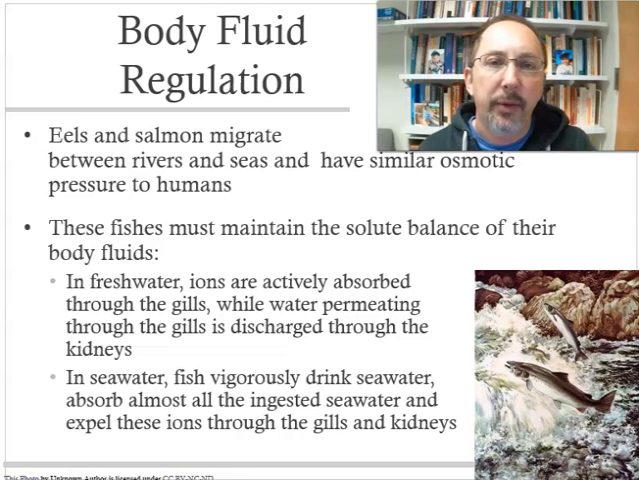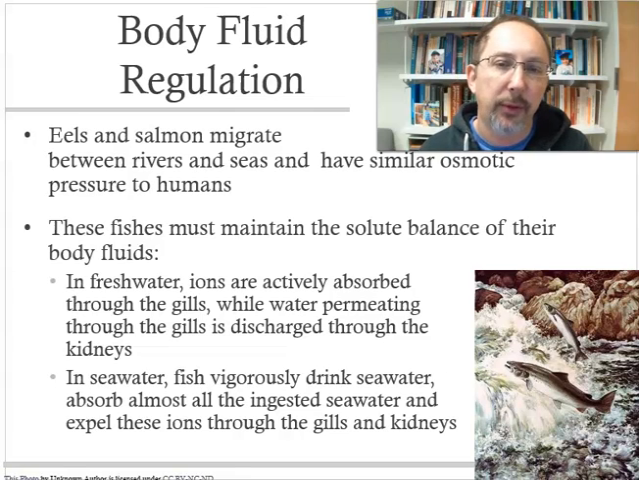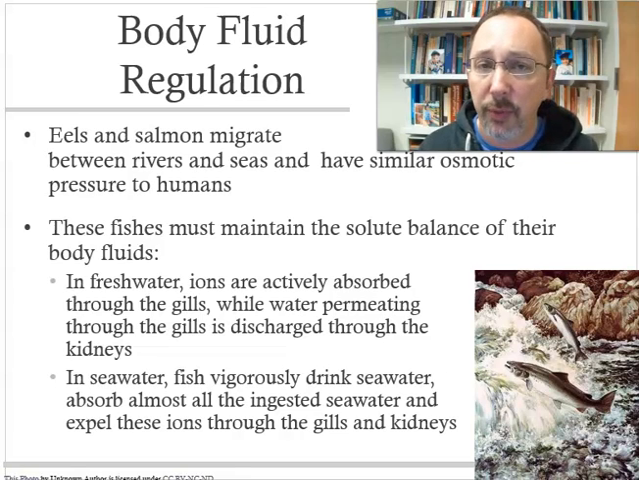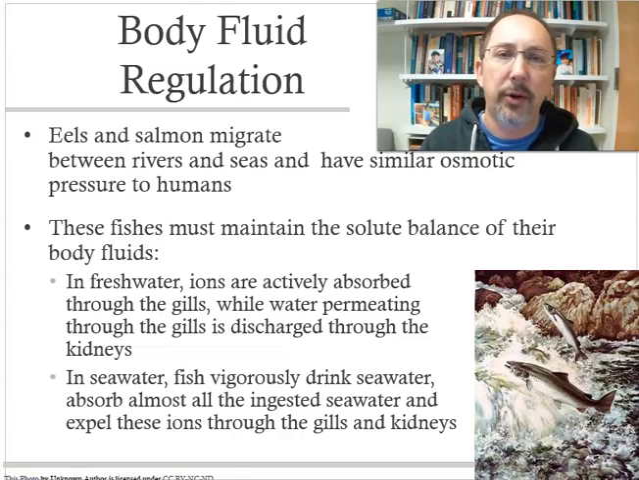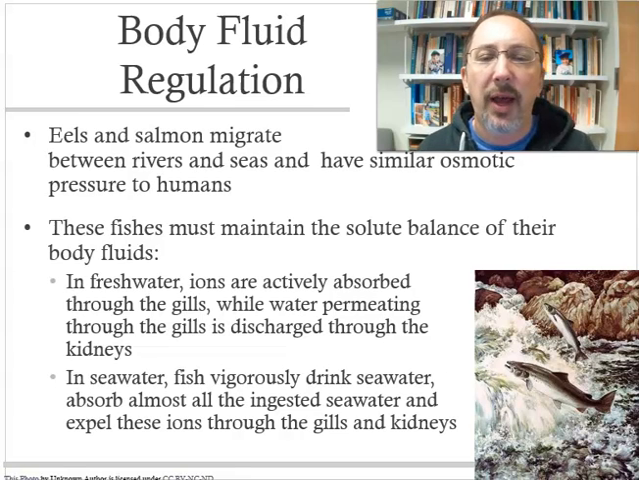So what's interesting is eels and salmon exist both in freshwater and saltwater. And you're probably aware that if you take a freshwater fish, put it in saltwater, it dies very quickly, and vice versa. But you've got these species that are able to migrate back and forth, and they have similar osmotic pressure to we do, which is basically the solute to liquid concentration in your body. So how do they do this?